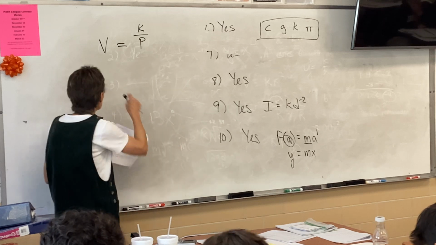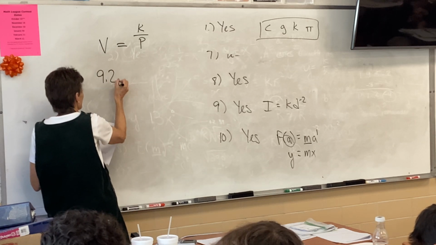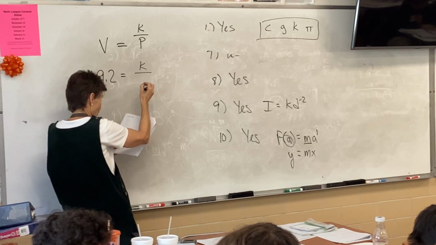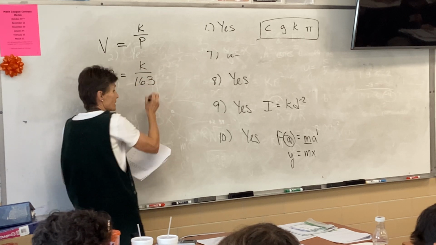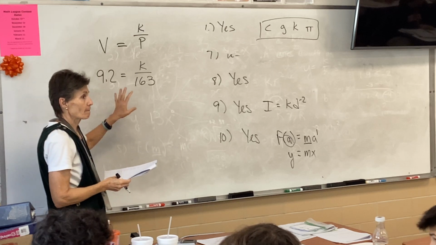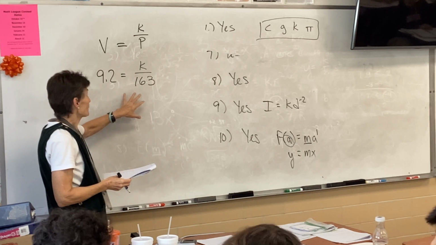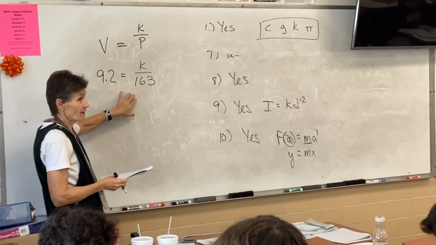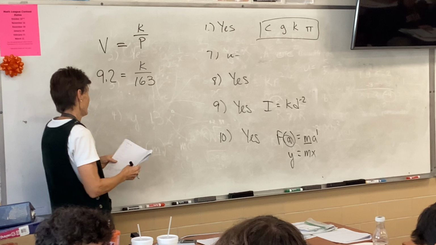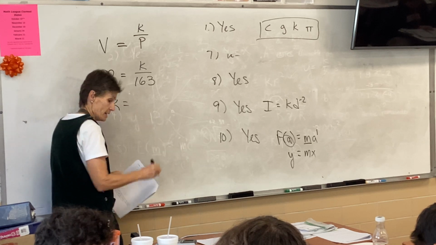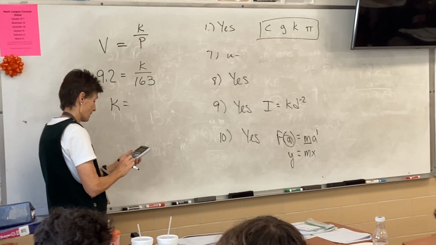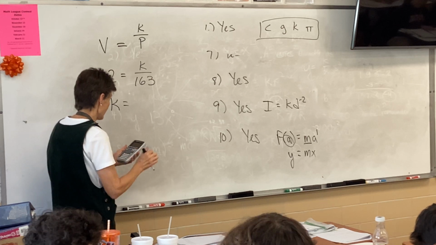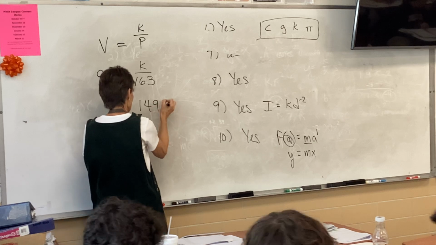The volume is 9.2 when the pressure is 163. Can I find K now? Let's go ahead and find K. So K is 9.2 times 163, which is 1499.6.